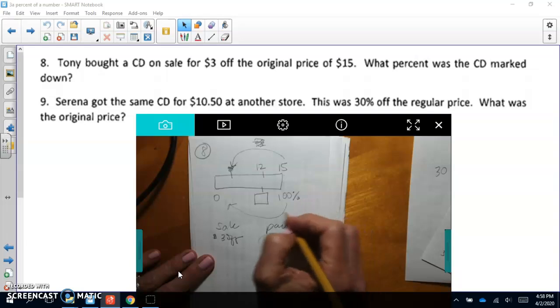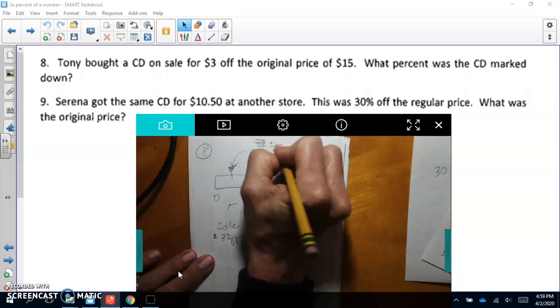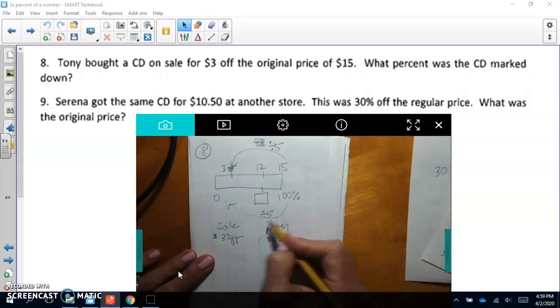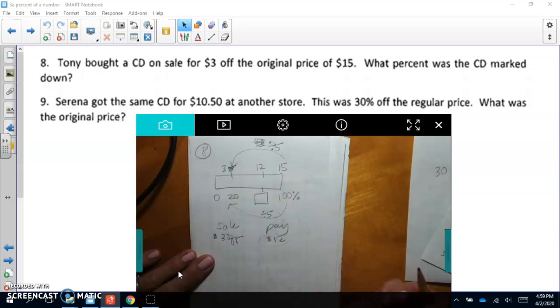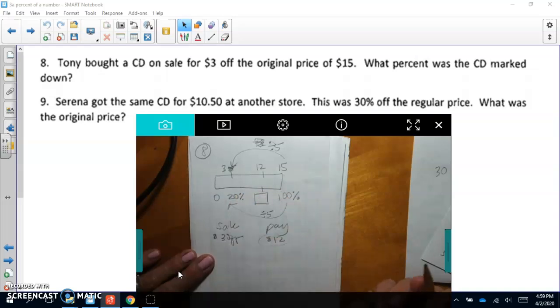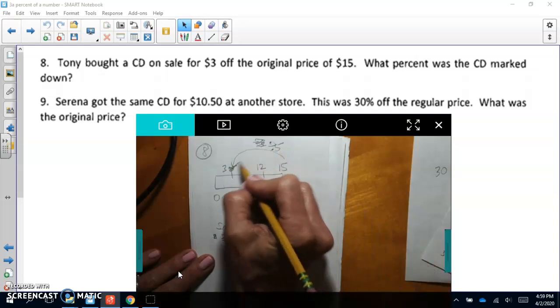Let's say I divide by 5. Let's do that. Divide by 5, divide by 5. So 15 divided by 5 is 3. 100 divided by 5 is 20. So 20% is $3. So now how do I get from 3 to 12?